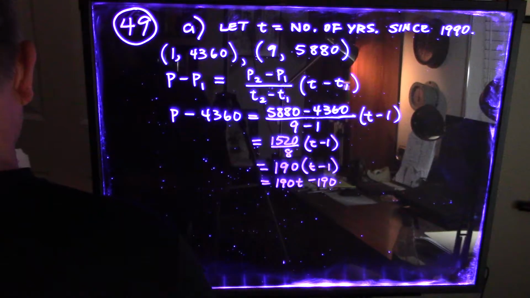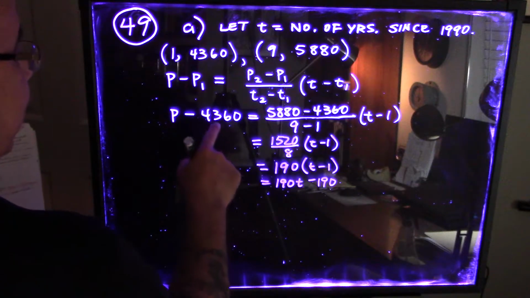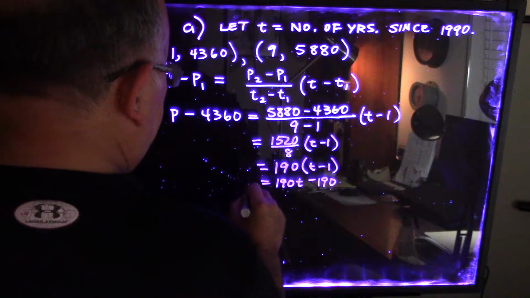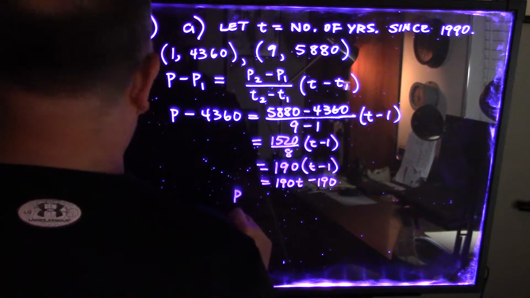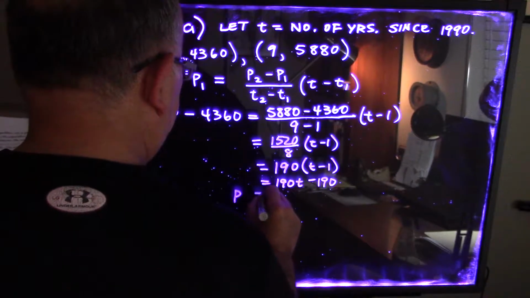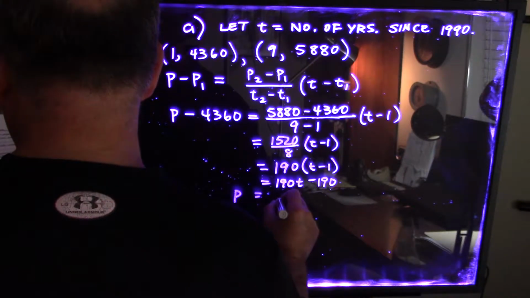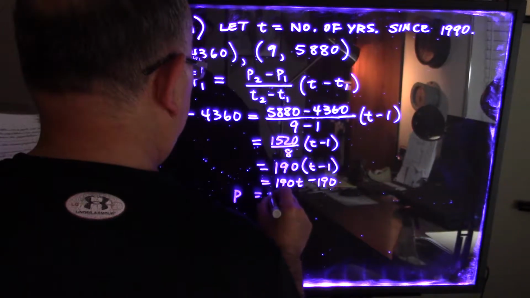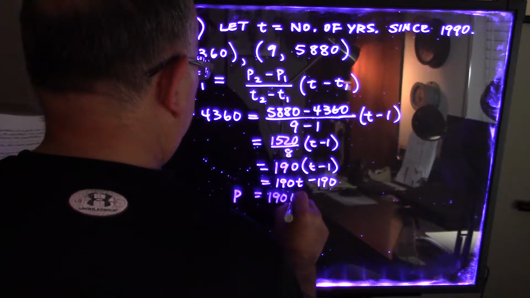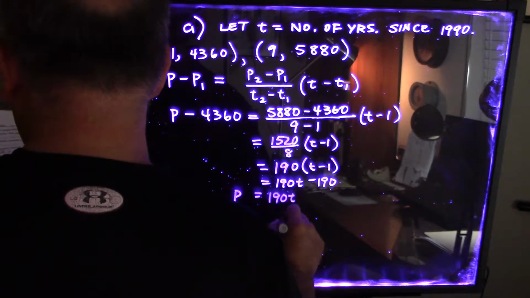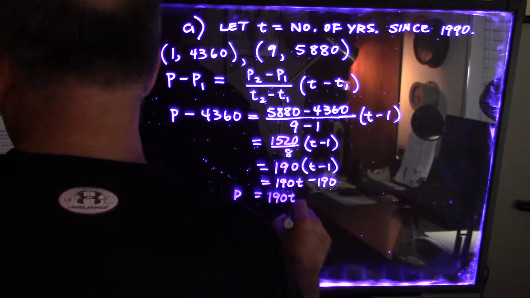Alright. And then you add 4360 to both sides, so you get P, or P of T, if you wish, equals 190T plus 4,170.